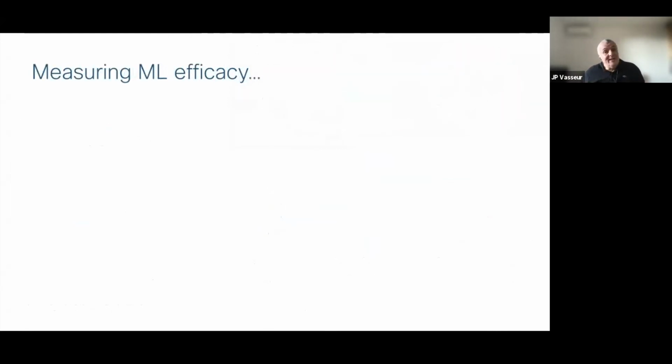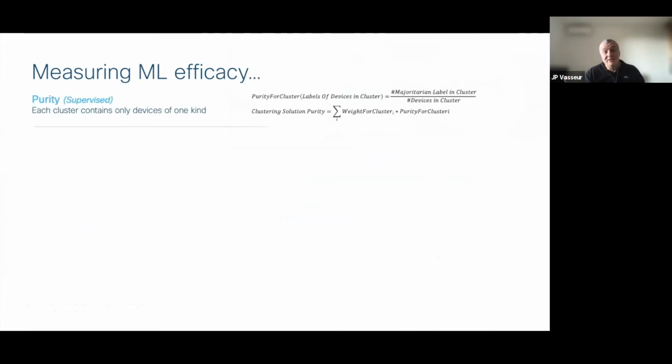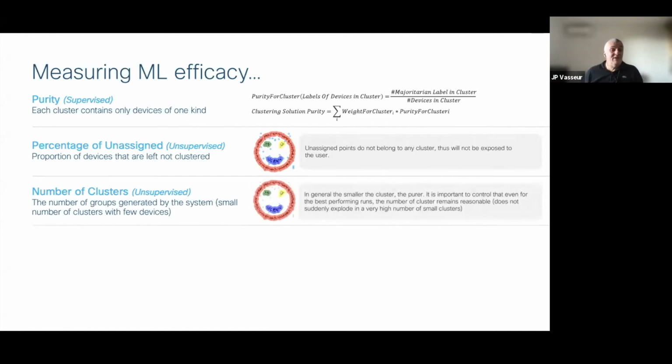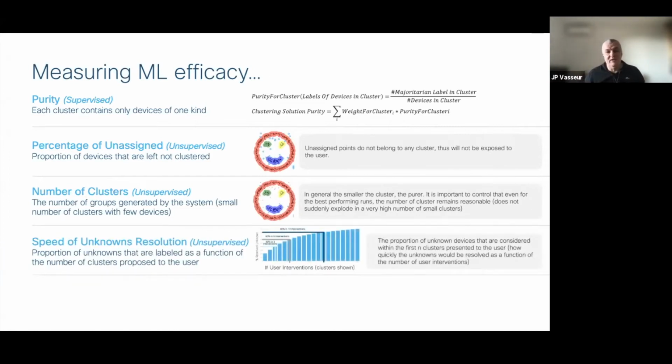Of course, as always, you want to measure the efficacy of your system. And that's the most common question: how are you measuring the overall efficacy? In our case, we had to look at the purity of the clusters, which is a very simple one, the percentage of unassigned devices. If I come up with devices not even in a single cluster, it's not what I want. If you give me too many clusters, maybe there could also be overlapping clusters and things like that. So we came up with a lot of metrics.